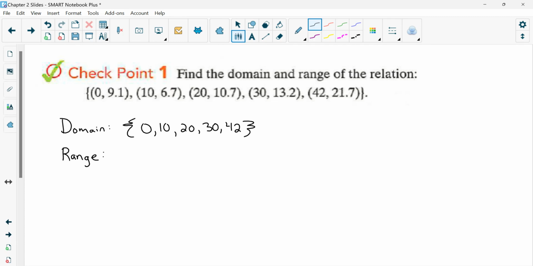Our range then, by definition, is the y values. So all we're going to do is write out the y values, again making sure we are putting it from smallest to largest, however. So our smallest y value is 6.7. And then we go 9.1, 10.7, 13.2, and 21.7.